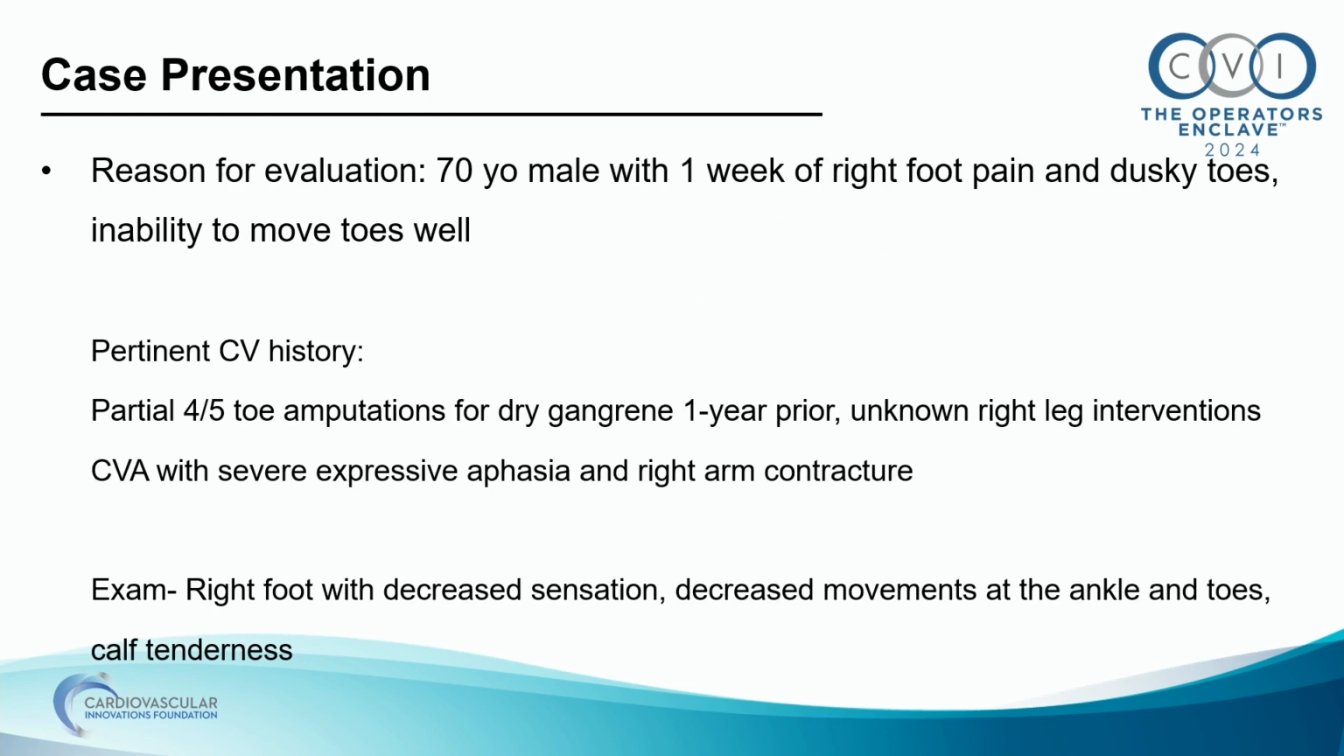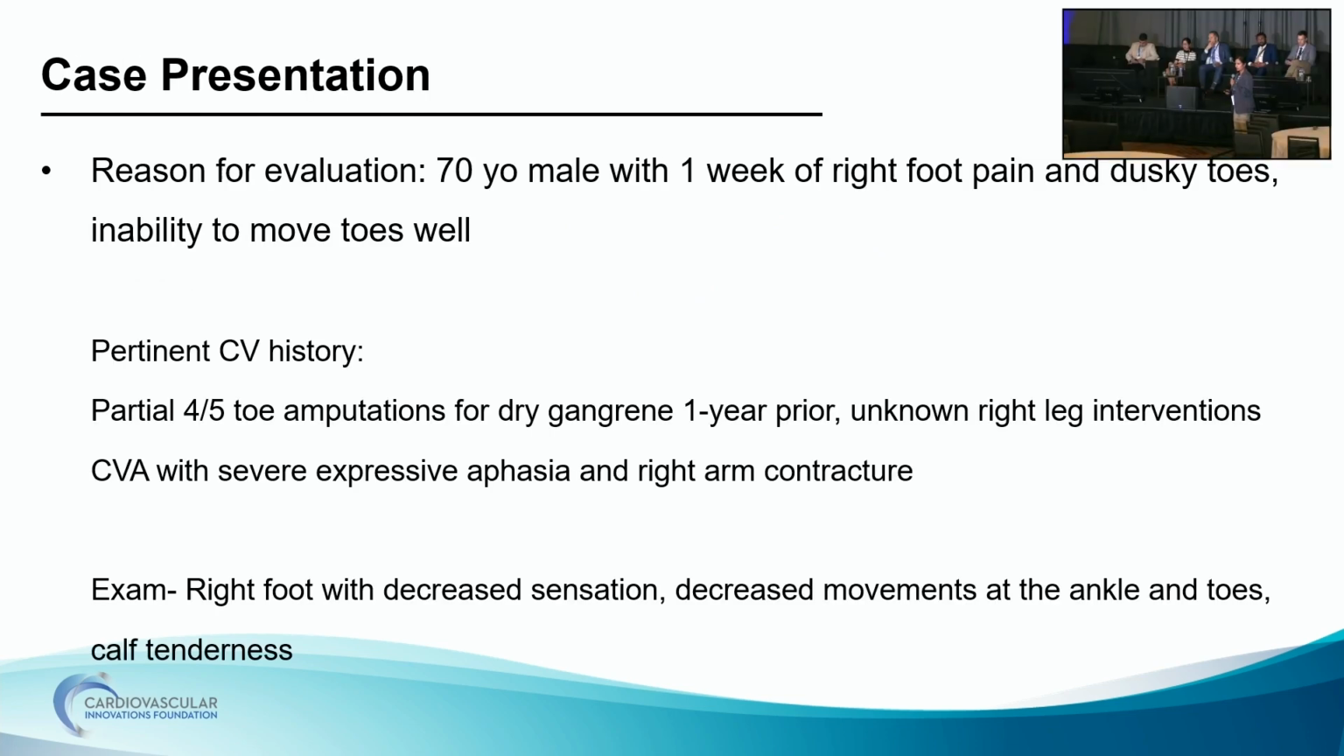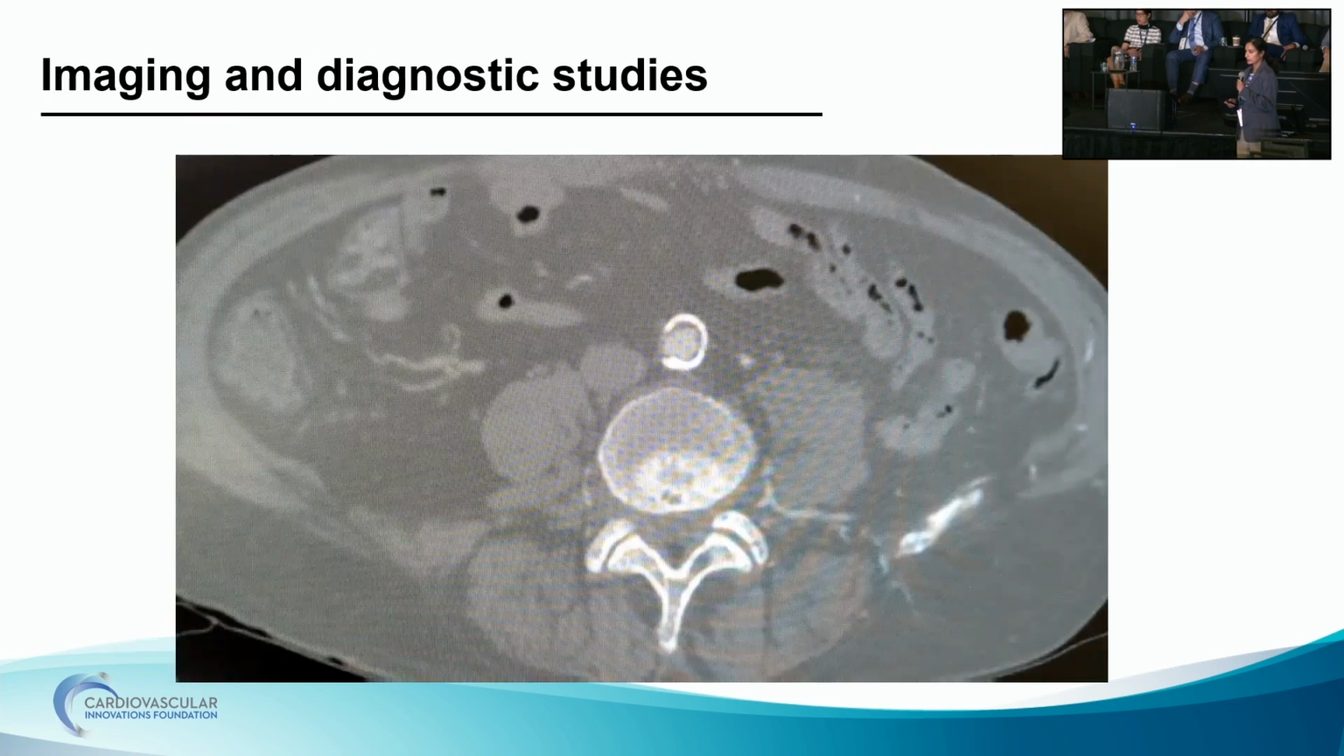So I'm going to be presenting 3 cases, and I'd like your opinion about how people would approach this. First one is a 70-year-old male with a 1-week history of foot pain and dusky toes and inability to move the toes well. He has had previous interventions, so dry gangrene and toe amputations 1 year prior, and some other unknown leg interventions. He's also had a stroke with severe aphasia and a right arm contracture. So he had Rutherford probably 2B ischemia.